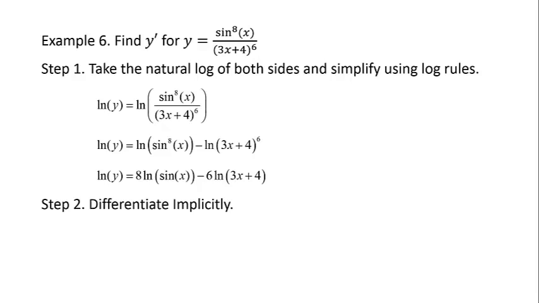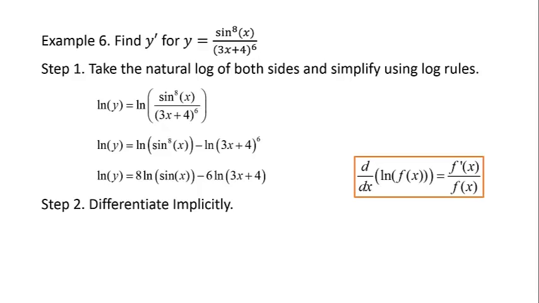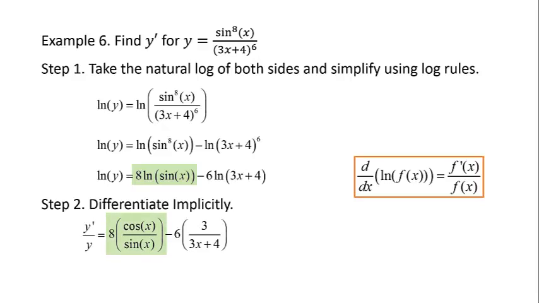Step 2 is to differentiate implicitly. As a reminder, here's our rule for the derivative of the natural log of a function. We do the derivative f prime divided by f. Since y is a function of x, when we take the derivative of the natural log of y, we get y prime divided by y. Then, continuing to follow our rule, we have 8 times the cosine of x divided by sine of x minus 6 times 3 divided by 3x plus 4. We can simplify the right-hand side to 8 times the cotangent of x minus 18 divided by 3x plus 4.